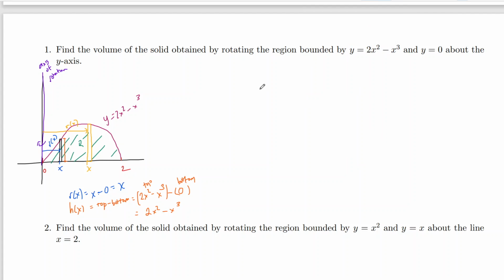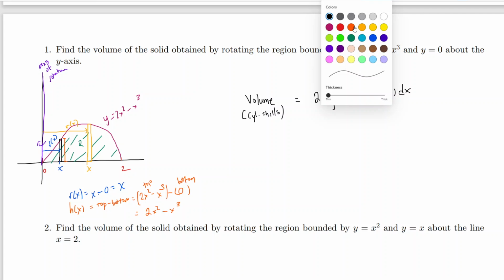All right, and then the volume by cylindrical shells. So I'll just write that we're using cylindrical shells here, but this was our setup problem before. So we know that we get 2 pi times the integral, well, from a to b, we won't plug that in yet. But inside we just have r of x, which is x, times h of x, which is 2x squared minus x cubed dx.